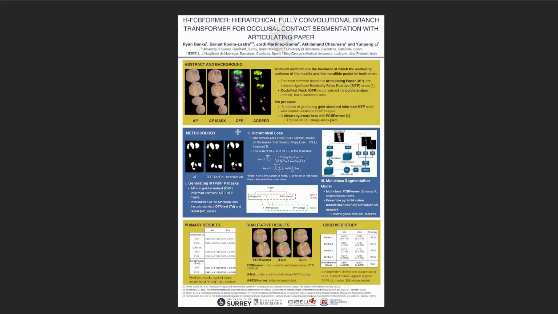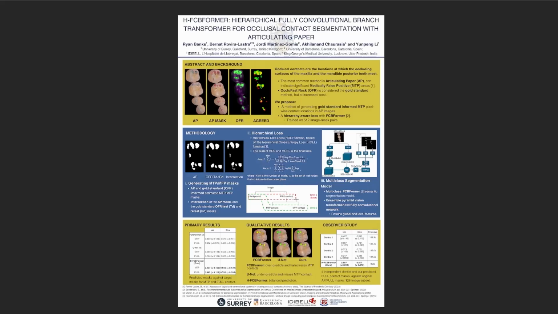We generate medically true positive and medically false positive multi-class masks by taking the articulating paper masks and finding the intersection between it and the spatially calibrated test and retest of gold standard masks for the same patient, where the test and retest gold standard masks were used due to there still being a small disagreement between gold standard tests.